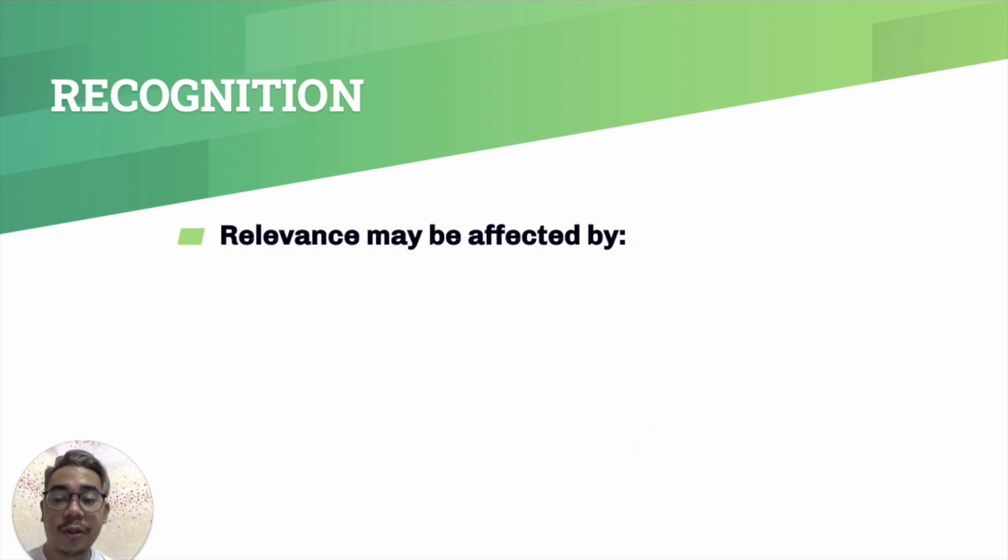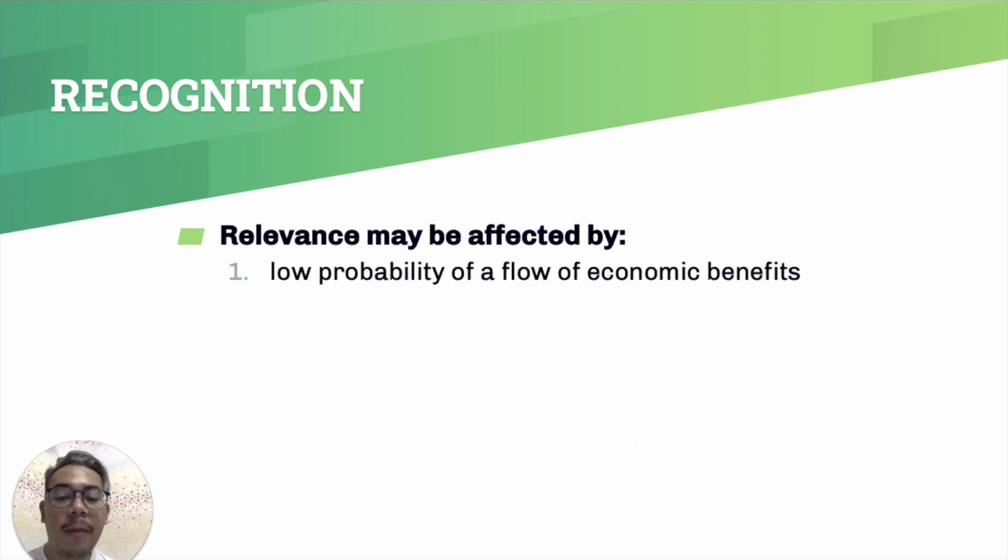Relevance, in terms of recognition, may be affected by the following. Number 1, low probability of a flow of economic benefits. So baka, if sobrang baba ng probability na may economic benefits, then baka hindi natin siya i-recognize kasi hindi naman siya relevant sa mga users. Number 2, existence uncertainty. If we are not sure if this item really exists, then baka hindi na lang natin siya i-recognize because it may not be relevant to users.